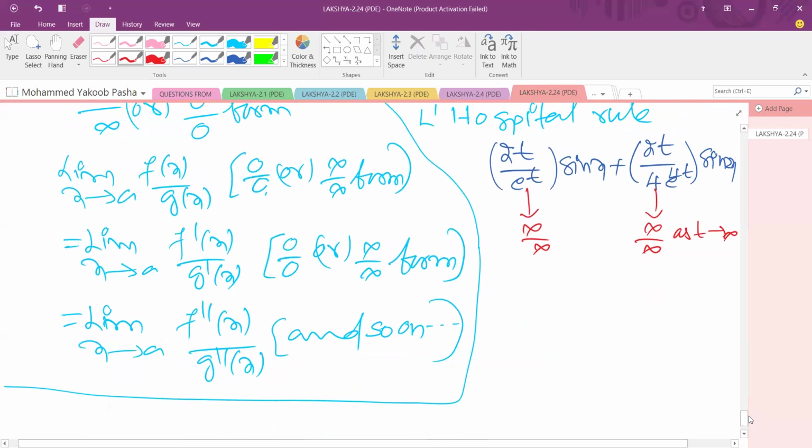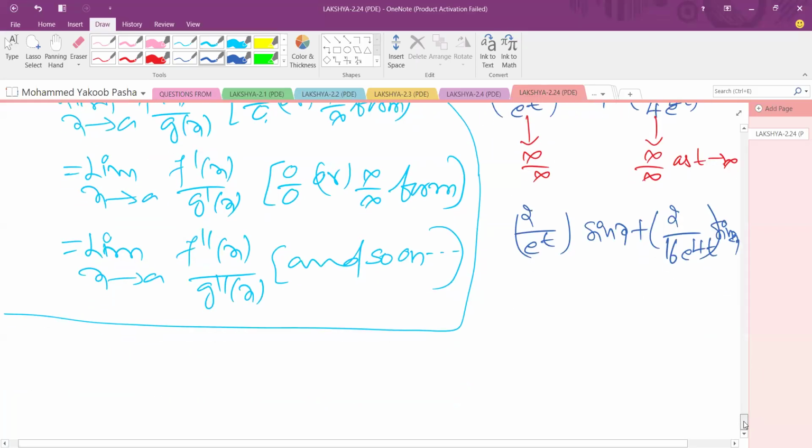So again, differentiate the numerator and the denominator separately. We get 2 by e power t into sin x, and again differentiating the numerator and denominator separately, 2 by 16 e power 4t into sin 2x. Now, as t tends to infinity, this first term tends to 0, and the second term tends to 0.